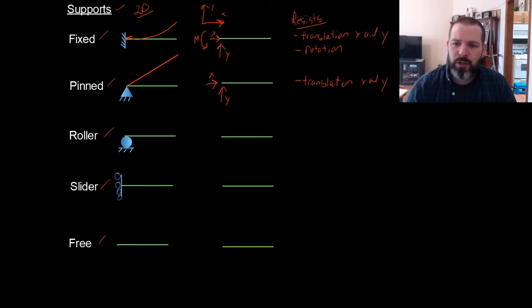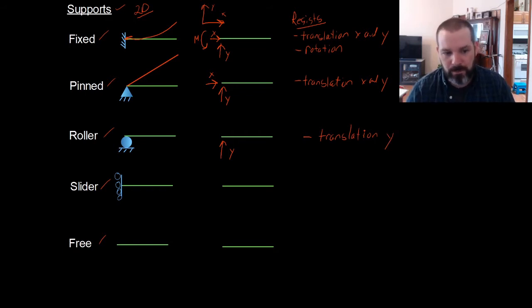When we move from a pin support to a roller support, it's just like a wheel. It can't resist forces in the x anymore, and it can only resist forces in the y. So a roller can only resist translation in the y direction. Fixed, pin, and roller are our most common supports, and free, which is no support at all.